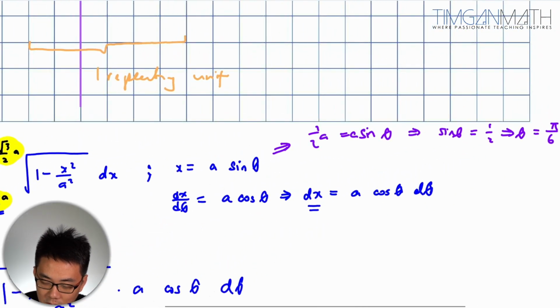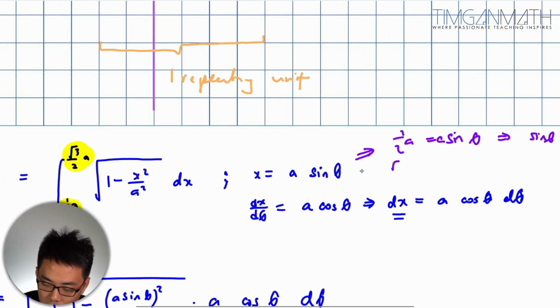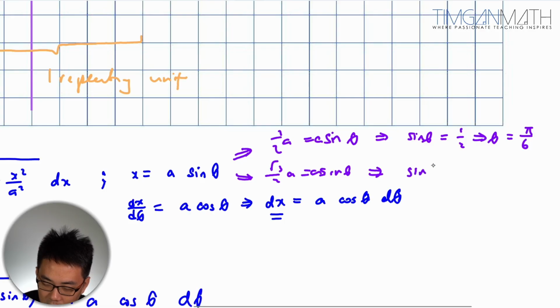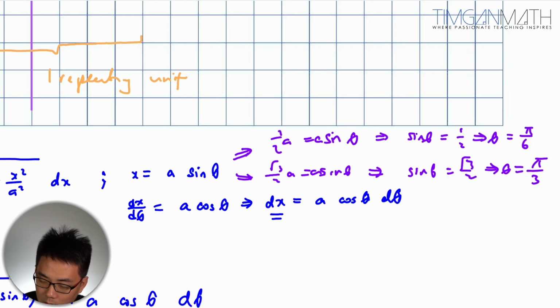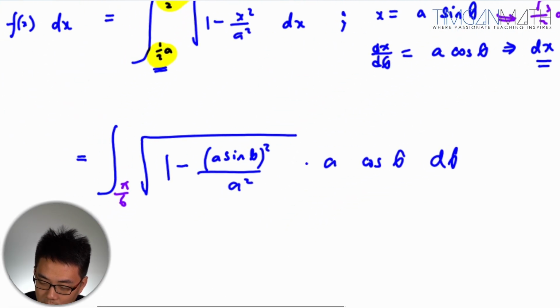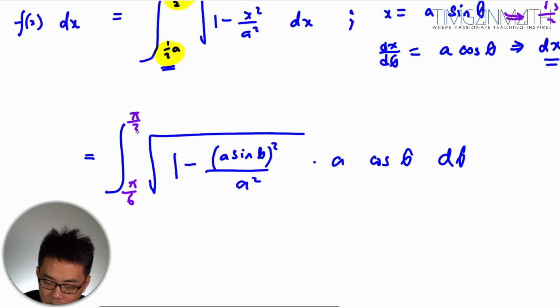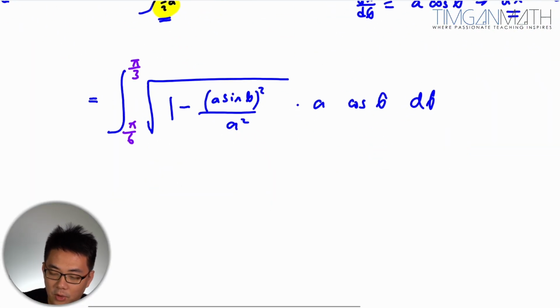Same thing, change the boundary on top. There's root 3 over 2a. When x is root 3 over 2a, sine theta equals to root 3 over 2. Then theta will just be pi over 3. Okay, 60 degrees. So that's 60. Just make sure everything is done correctly.